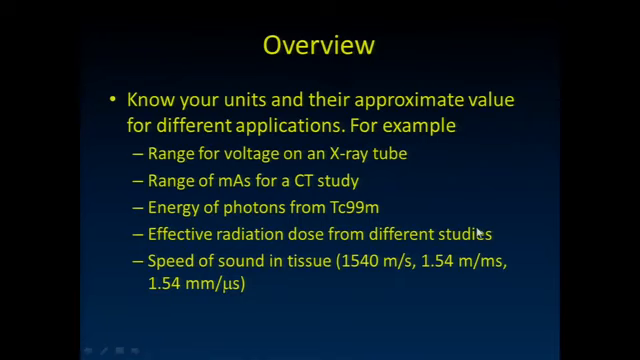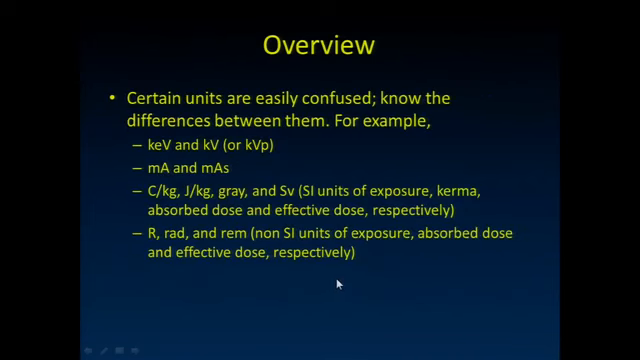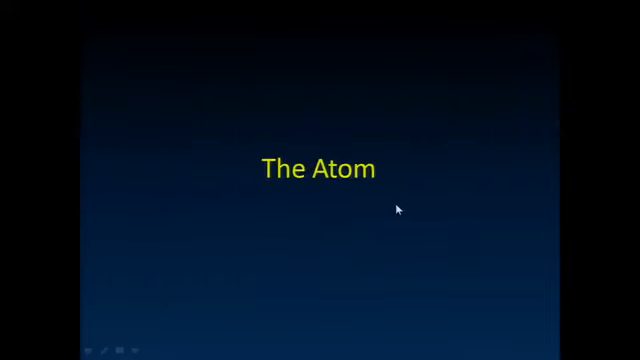Effective radiation doses for some different studies, speed of sound in tissues, and realize that some of these are easily confused. keV, which is a measure of energy, is often confused with kV or kVp, which is a measure of voltage. The concept of mA, which is a current, and milliamp seconds, mAs, which is a charge when we multiply by seconds, are often confused. And then some of the units of dose are also confused with each other. We'll talk about those when we talk a little bit about radiation biology. The next thing I want to talk about is the atom.